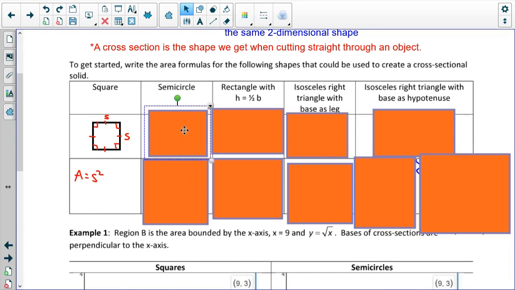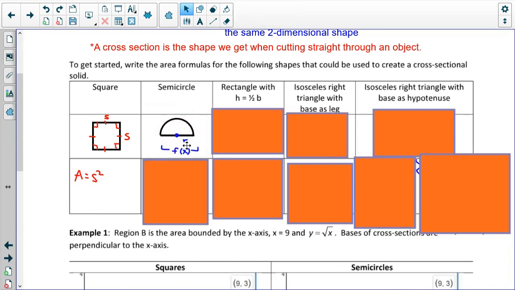A semicircle, typically the radius is half the diameter. Well, actually, that's true all the time. But if we're going to have the base of the semicircle be the diameter, and that's typically what ends up happening in these shapes, then the function length is actually the length of 2 radii. And so the area formula for a semicircle is pi r squared over 2.